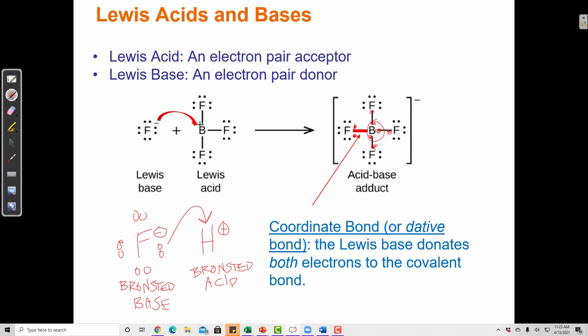Whereas if I just change this to another complex that can also accept electrons, now this is a Lewis acid and this is a Lewis base. So F minus, depending on the situation, is a Bronsted base and a Lewis base. Depends on what the situation is.